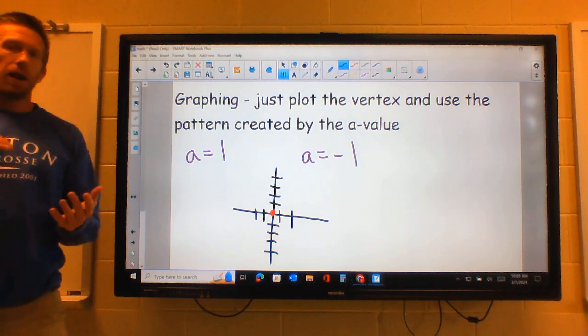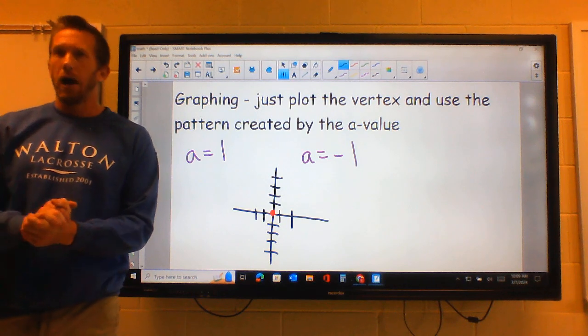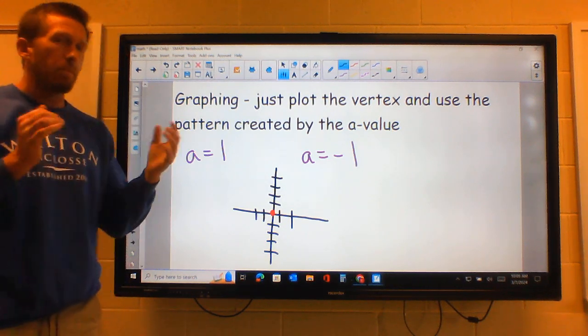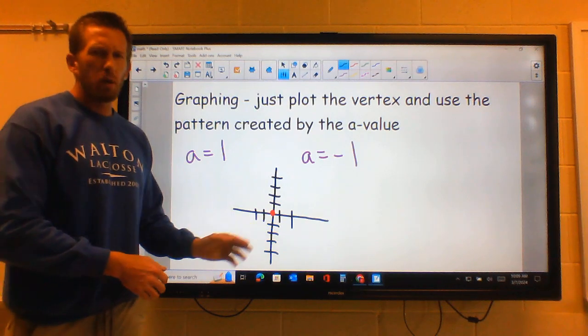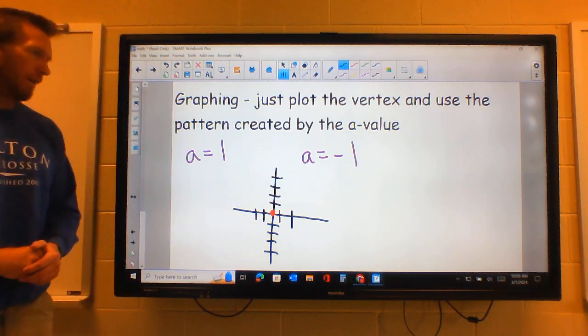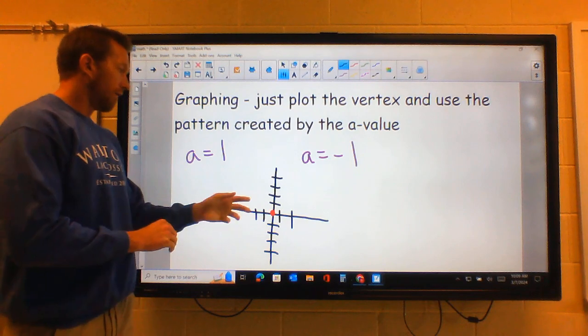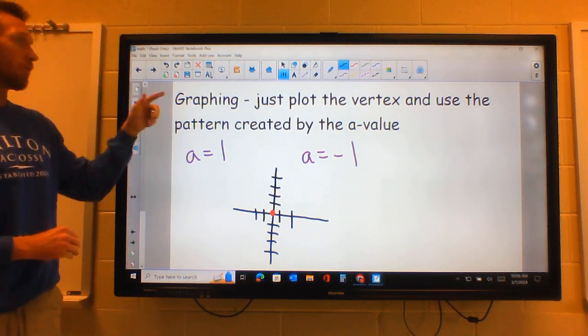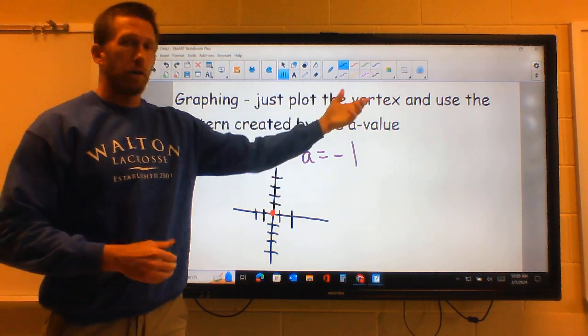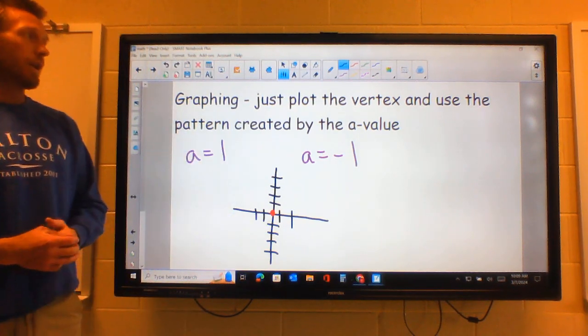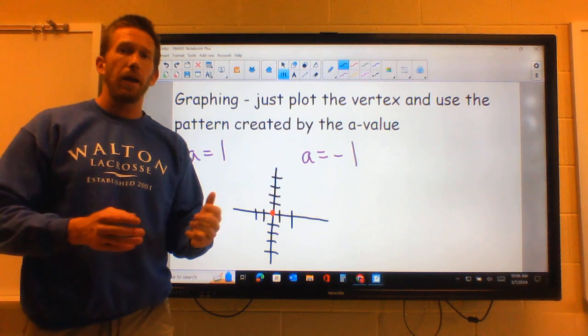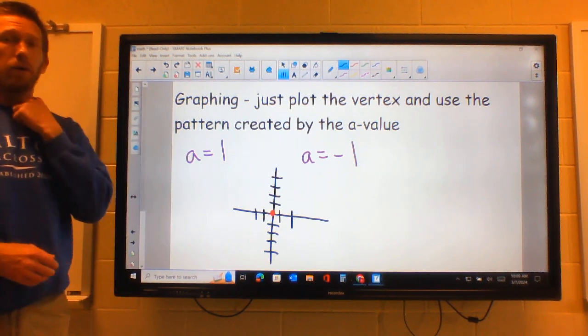Okay, I want to go through how our a value affects the pattern that we graph. I'm going to make this assumption for all the graphs that we're doing right now, that the vertex is already plotted for us. In this case, I'm going to do them all from the origin. Essentially, graphing, our goal: plot the vertex. We've already talked about finding the vertex and finding the a value. Now we're talking about plotting the vertex. From there, we're just going to use our a value.